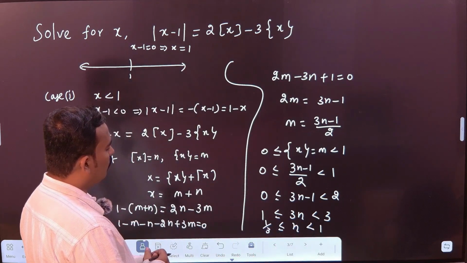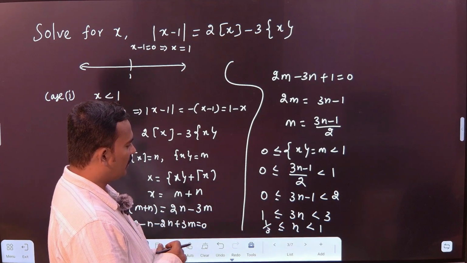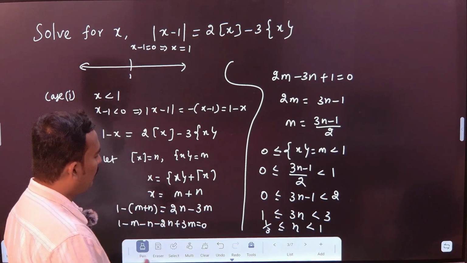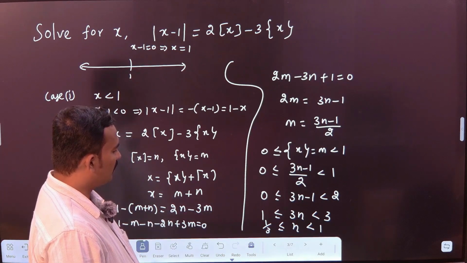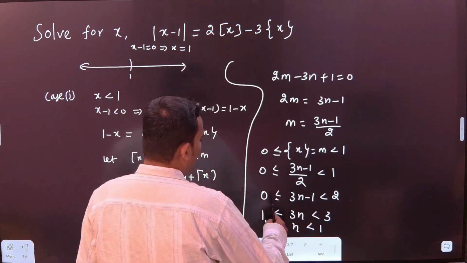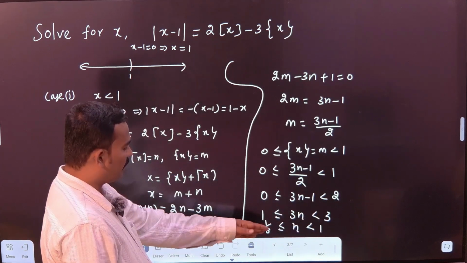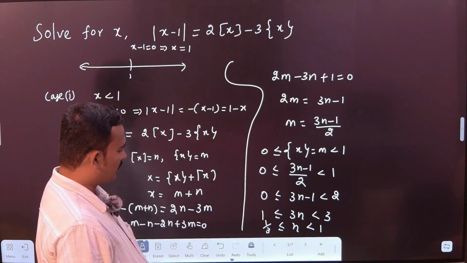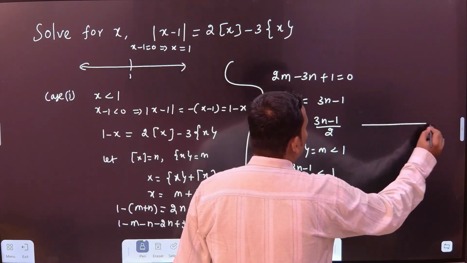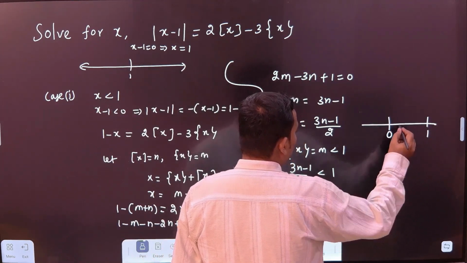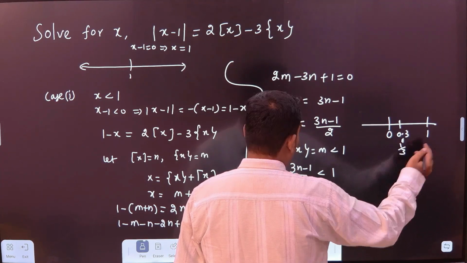But you can see 1 is not included. You can check, students. Okay, if any mistake is there, you can check. You add 1: 3n is 2 plus 1 is 3, correct. Divide by 3, 1 by 3, yes, correct. So n, you can see here is 0, here is 1. So here is 1 by 3 to 1.